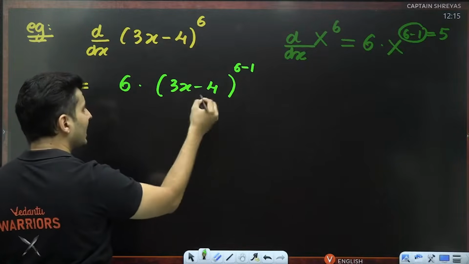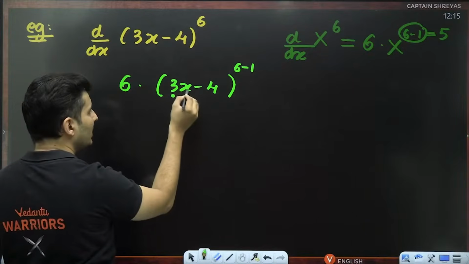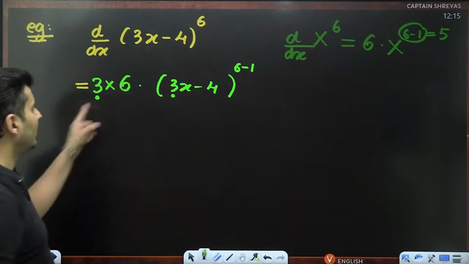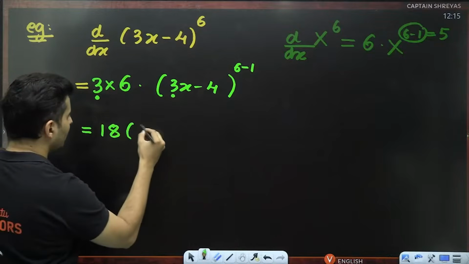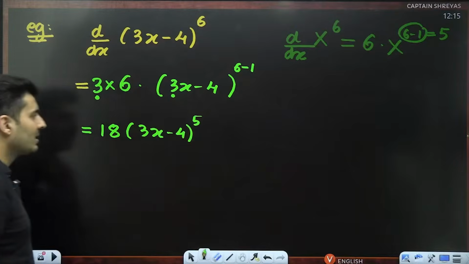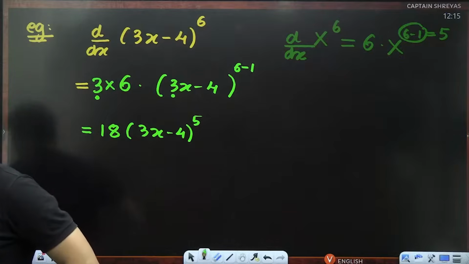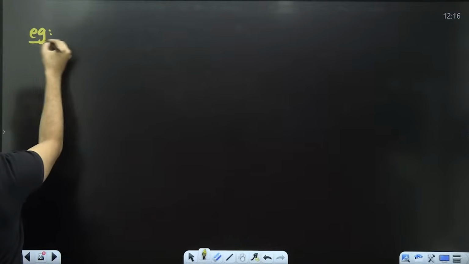But since it is ax plus b form, this is that important part: 3, which is the coefficient of x. You have to multiply that 3 outside. So hence the answer will be 18 times 3x minus 4 whole raised to 5. That is the answer. Very good if you guys got it. Proud of all of you. Let's go to the next question coming up on your screen.